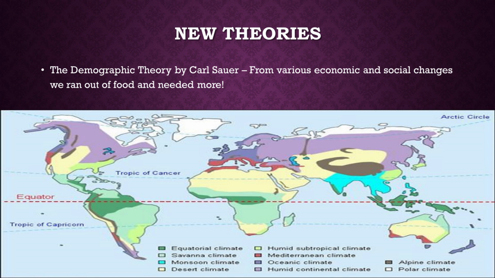We also have the demographic theory by Carl Sawyer. And he thought that various economic and social changes during this time led to the fact that some people ran out of food and needed more. So in order to get the society to work and the groups to continue living, they basically had to develop new ways of getting food.